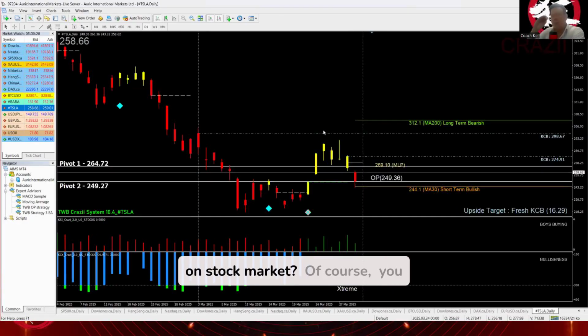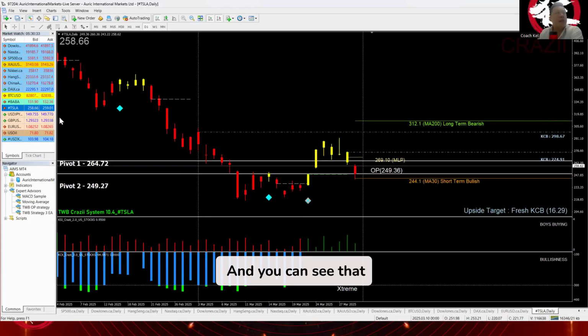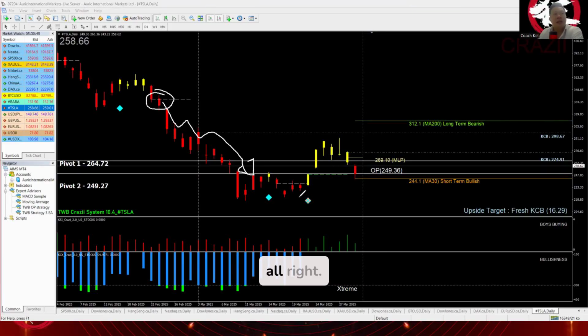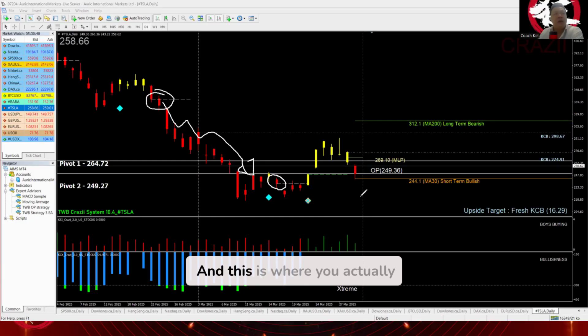Now, can you use it on the stock market? Of course, you can. You can see this is Tesla. And you can see that when Tesla has a color changeover and the KSI was actually red, once the market breaks the line, boom, that's how Tesla collapsed. And after that, you notice something again, there was this little movement. And this is where you actually can buy back your Tesla, when the market goes above the line. And if you've done that, you're going to make about $50 from there.